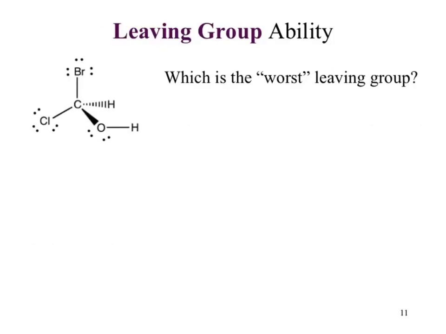Leaving group ability. If we take a look at this structure, what is the worst leaving group in that structure? What does the leaving group need to do? Take electrons. So when we're asked which is the worst leaving group, what we should do is look at what would happen if it was the leaving group. Those are our 4 leaving groups. Which of those is god-awful? H minus. Why? I like that it's not going to happen. That doesn't help me.